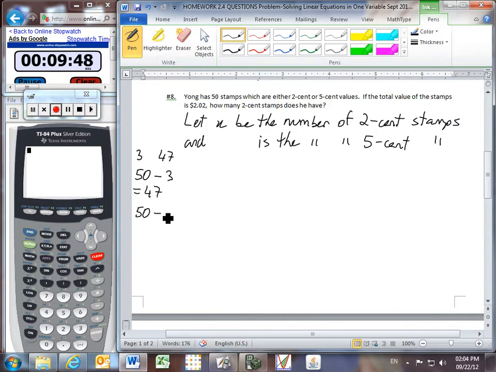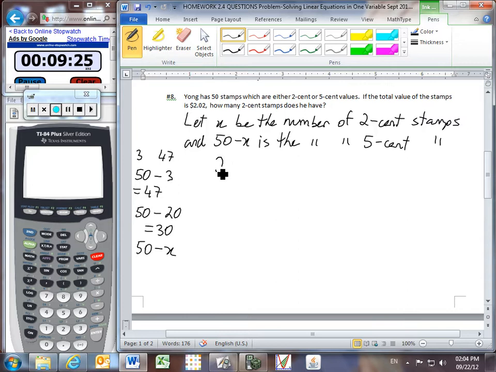Let's check that again. Suppose that he's got 20 2-cent stamps. We take those away. Yes, that does leave us with the remaining 30 5-cent values. So in general, we need to take away the number of 2-cent stamps in order to find the number of 5-cent stamps, which is 50 minus x. And the total value is $2.02. Let's convert that to 202 cents.